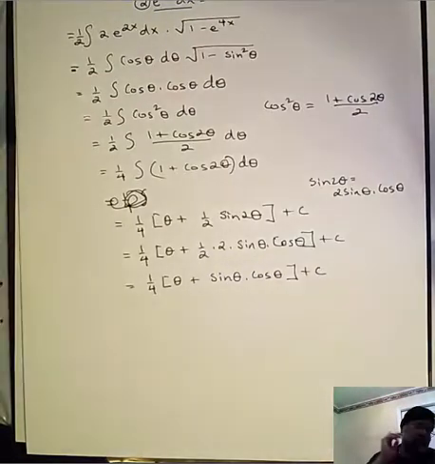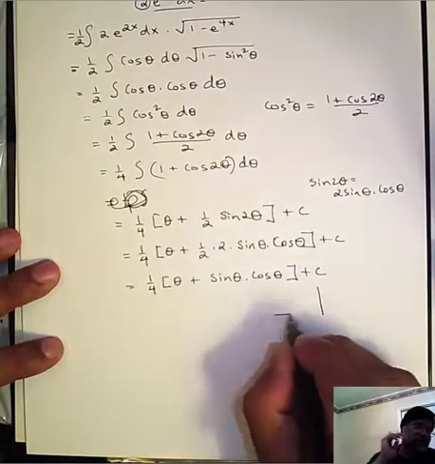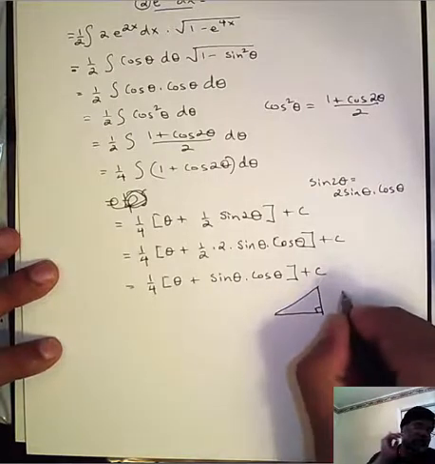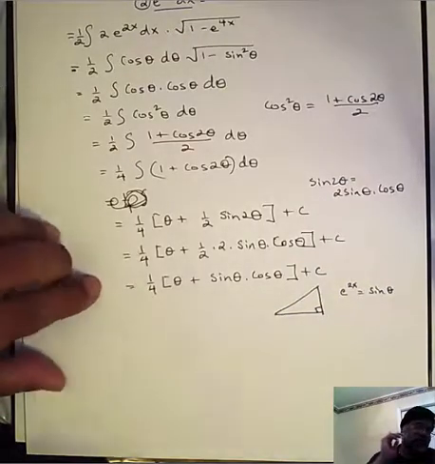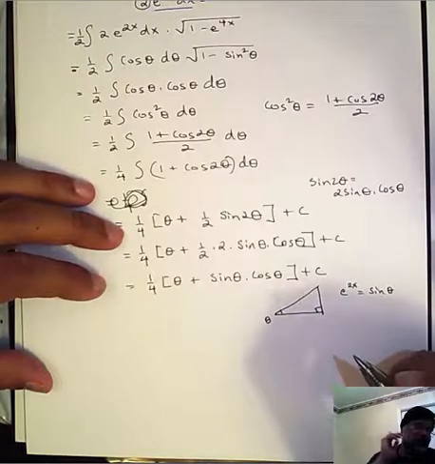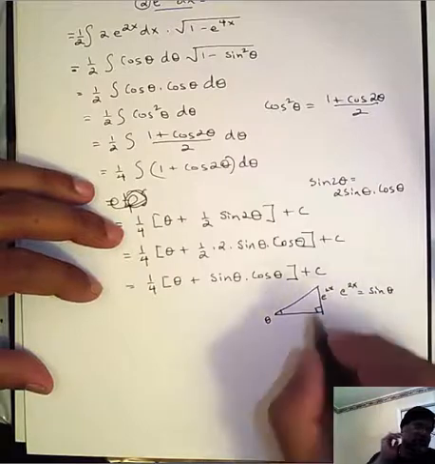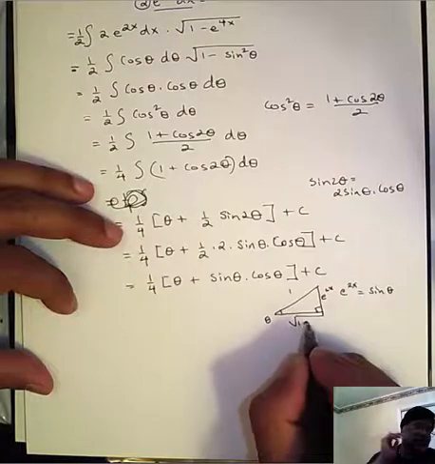but we did not start with theta. We started with x, right? So we're gonna draw the triangle. Remember our first assumption was e to the 2x is sine theta. So if this is theta, that means what? Opposite over hypotenuse. This is gonna be opposite. Hypotenuse is gonna be 1, and this is gonna be exactly what we had before.